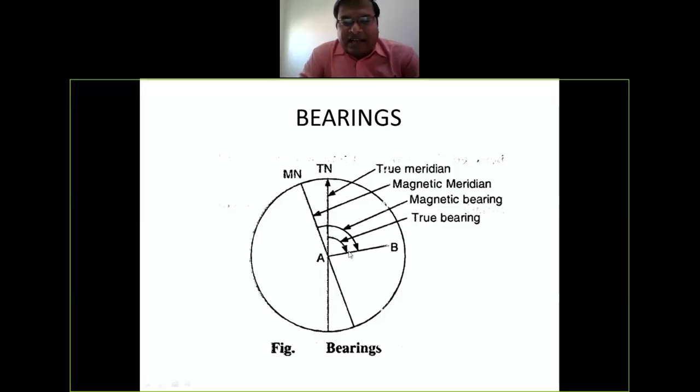So what is that? It is the horizontal angle. Your compass always measures the horizontal angle. So you can see here your survey line makes the angle with the true north. That bearing is called true bearing.